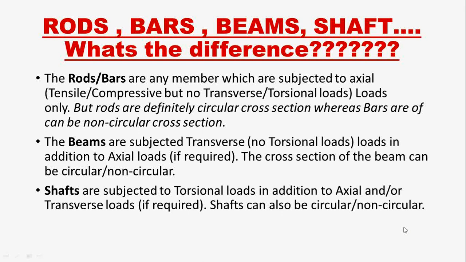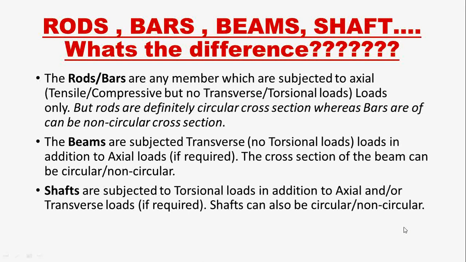Any structure other than circular, we can call a non-circular cross section, or a bar. So what does that mean? Beams, as we usually discuss, resist transverse loads along with axial. It may have an axial load, but a beam structure will resist a transverse load. And what is a shaft then?